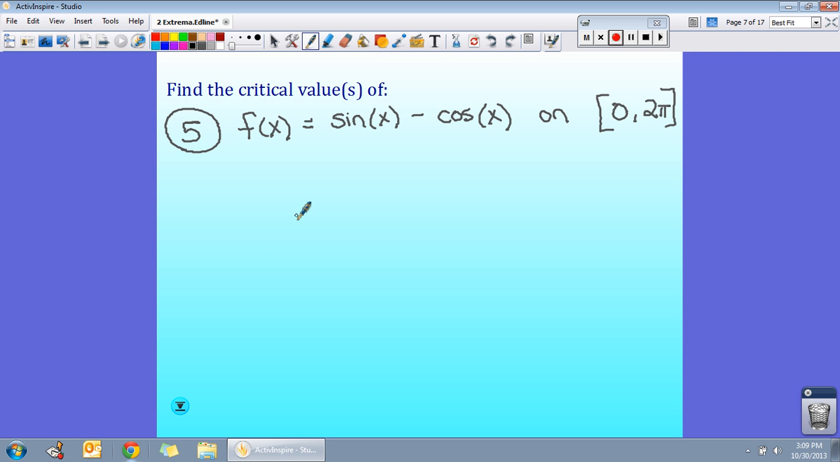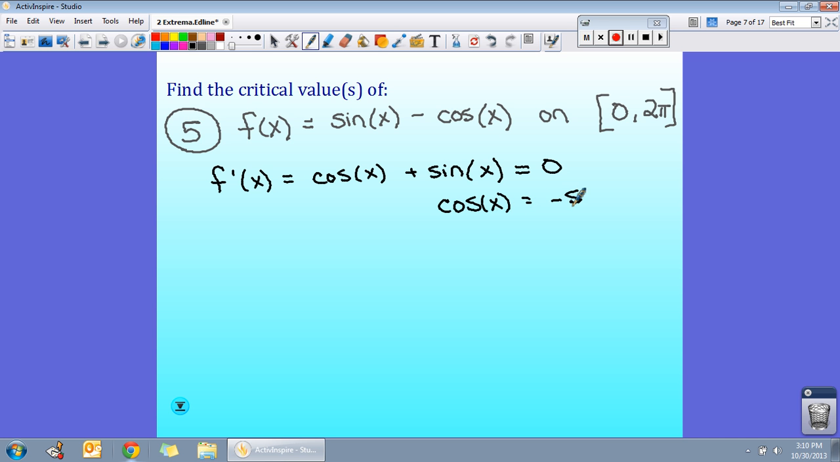f of x equals sine x minus cosine x. Pause here unless you need a hint. The derivative of f of x is cosine x plus sine x, and then when you set that equal to 0 and subtract sine x from both sides, you're going to get this function that you can't really do much with. So what you need to look at is the unit circle.